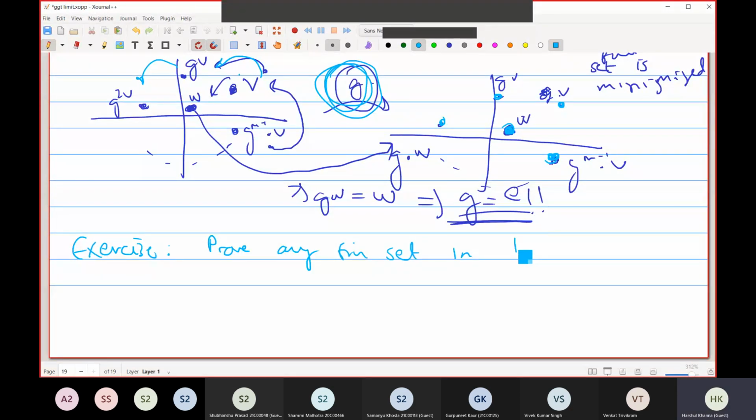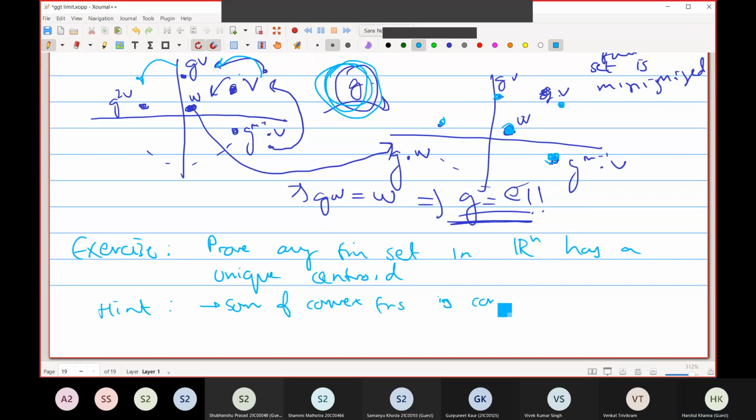How you would prove it is, hint, use this fact: the sum of convex functions is convex, and then use the fact that convex functions have a unique minimum. So this uniqueness would give you the uniqueness of your centroid. So just a small exercise that for any finite set in Rn you have a unique centroid, and the whole proof should be very clear to you.